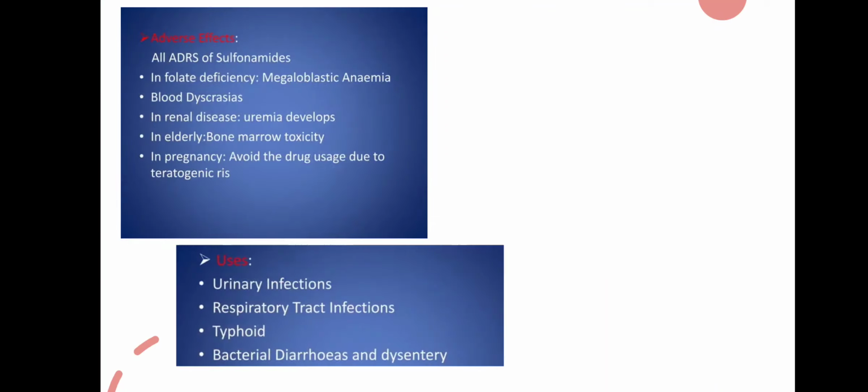Adverse effects. See, the adverse effects of cotrimoxazole are that it can cause megaloblastic anemia, blood dyscrasias, renal disease in elderly, bone marrow toxicity. Uses: it is used in urinary infection, respiratory tract infection, typhoid, bacterial diarrhea, and dysentery.